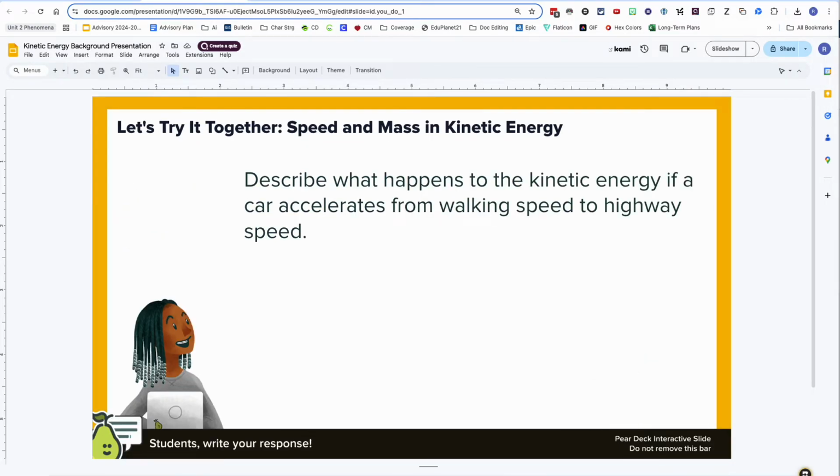Let's try it together. Speed and mass in kinetic energy. Describe what happens to the kinetic energy if a car accelerates from walking speed to highway speed. Write your response in the space below.